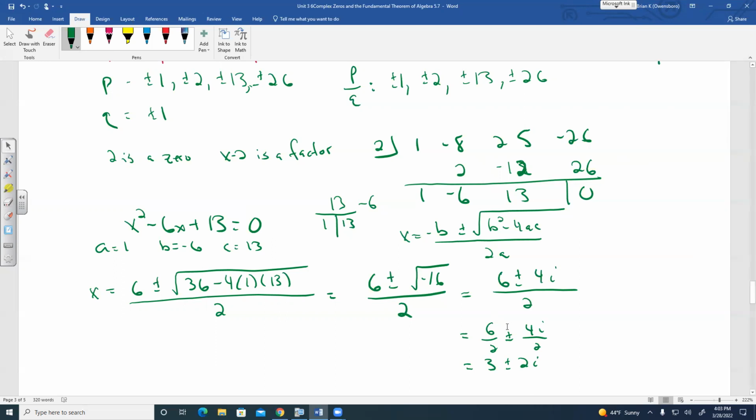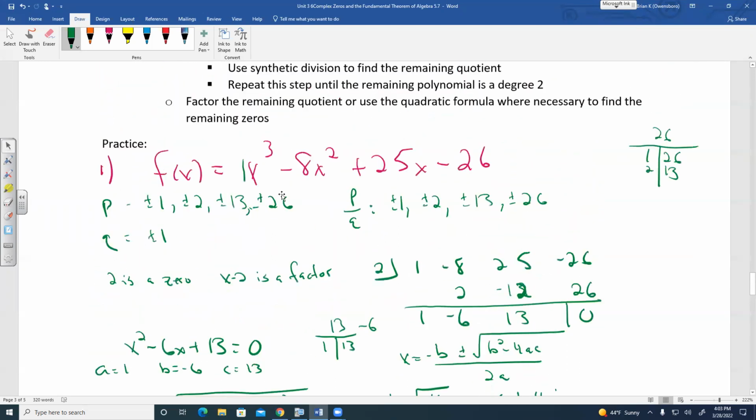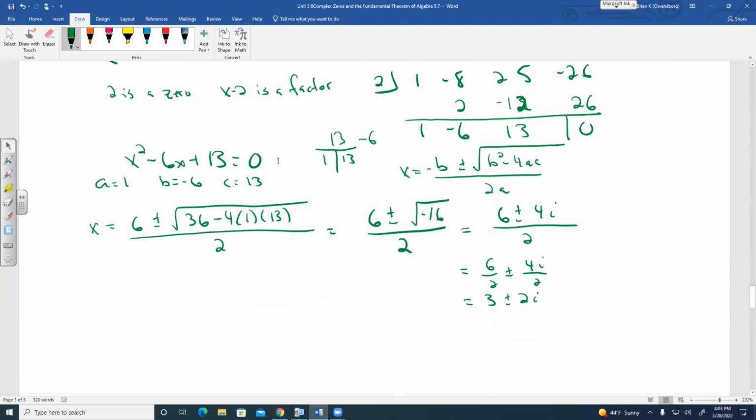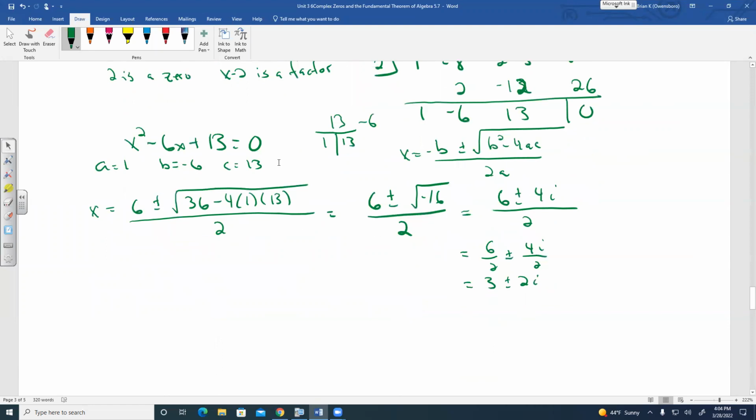So did we find all the zeros? So remember, we found 2 as a 0 up here, and we found 2 complex zeros. So that's a total of 3 zeros. Since the degree is 3, we have found all the zeros. So the zeros for this problem, the complex zeros, if you will, is going to be 2, and 3 plus or minus 2i. That would be the 3 different complex zeros.